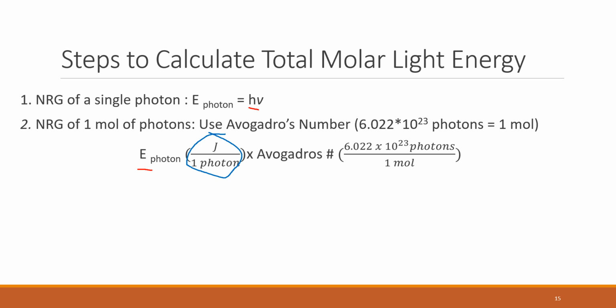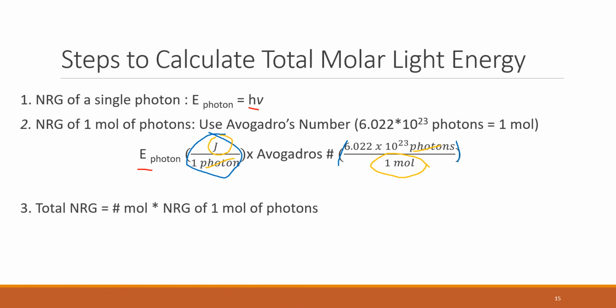Why are you multiplying by Avogadro's number? Because Avogadro's number, units on it, are photons per 1 mole. So by multiplying by Avogadro's number, you can see that the photons are going to cancel out because you have photons in the numerator in Avogadro's number and then photons in the denominator from that energy calculation in step 1. So with photons canceling, you can see the only units left are joules per mole. And that's exactly what we're trying to calculate here, is the energy in joules per 1 mole of photons.